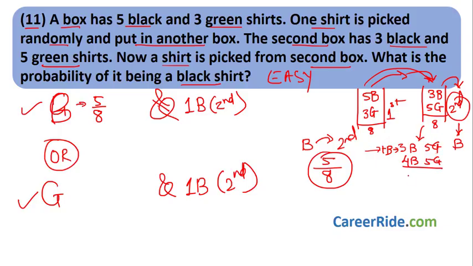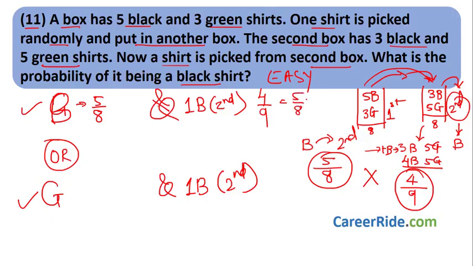What is the probability of choosing one black shirt from the second box? How many black shirts are there now? 4 divided by total number of shirts, 4 black plus 5 green, 9 shirts. So first you put one black shirt into second box, then you choose the one black shirt from second box. So the probability for this is 4 by 9, okay.